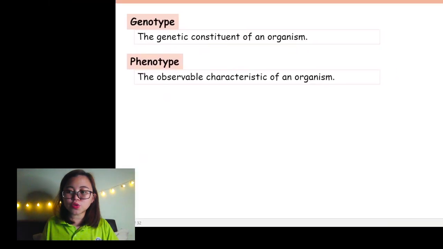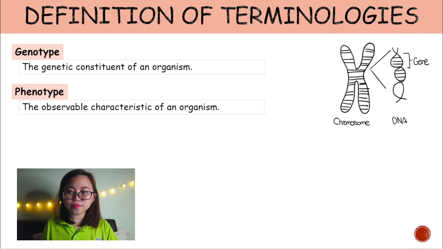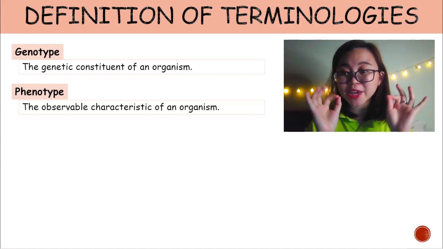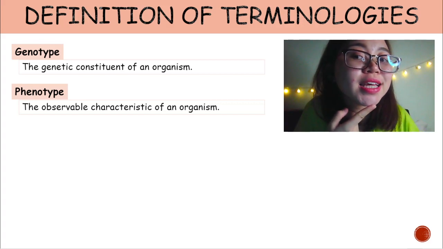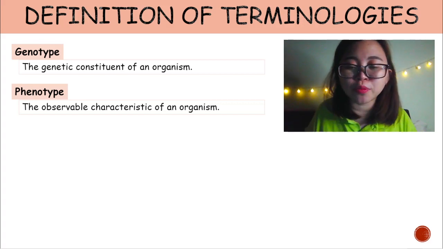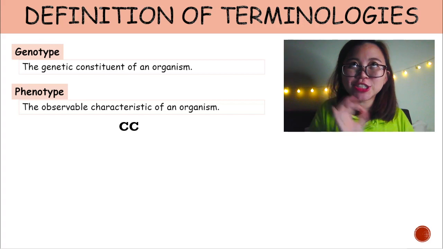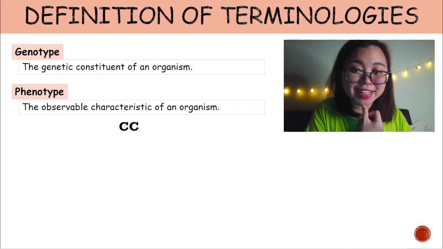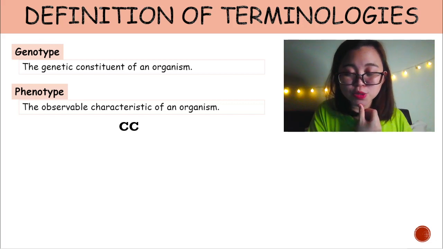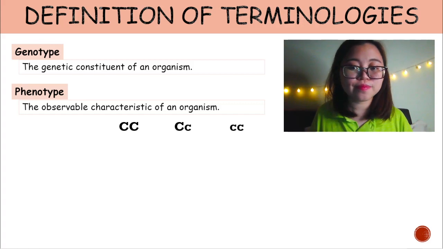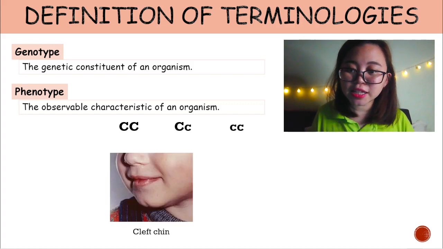Now, I'm going to use an example here. In my example, I would like to talk about the genotype and phenotype of your chin shape. Kita akan tengok bentuk dagu kamu, ya. Okay, so I would like to use the gene for chin, and the alleles are gonna be big C or small c. You can have a genotype of big C, big C, big C, small c, or small c, small c. And the phenotype is cleft chin.